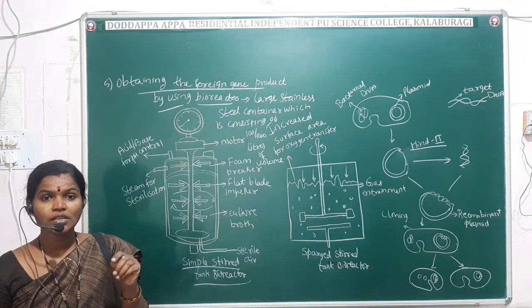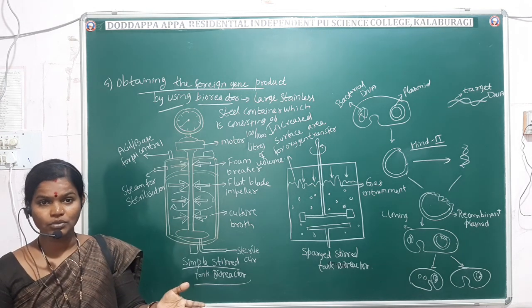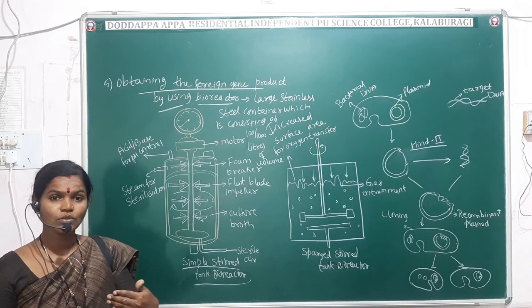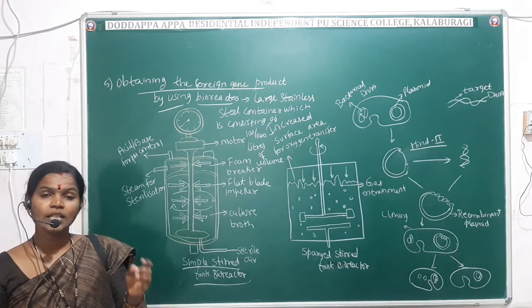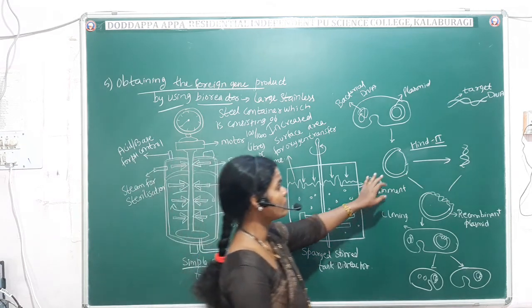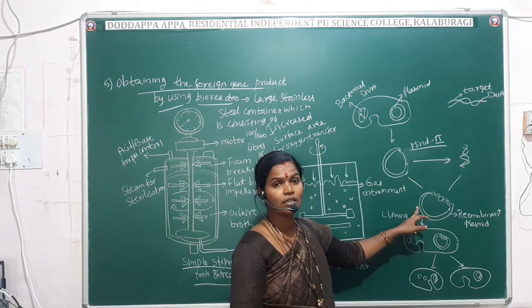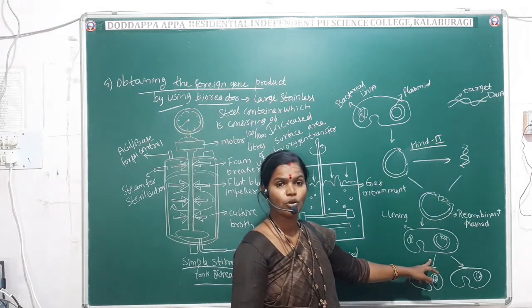Okay, to synthesize insulin in a larger amount, what will we do? We will take the insulin gene from human beings. Then, after taking the insulin gene from human beings, we will insert it into the plasmid. It will become a recombinant plasmid.